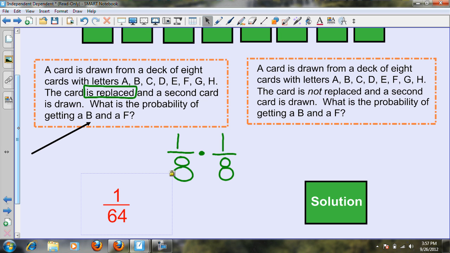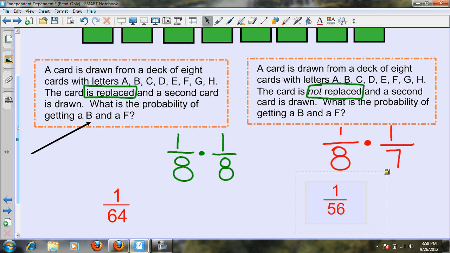How about the second one? A card is drawn from a deck of cards with the same letters. The card is not replaced, and a second card is drawn. Find the probability of a B and an F. Keywords: not replaced. Probability of getting a B: there's 1 B out of how many cards? 8. I'm not replacing, so next time, how many cards will I have to choose from? 7. How many of the 7 are an F? 1. The rule says that I do what with my simple probabilities? Multiply. 1/8 times 1/7 is a 1 in 56 chance.